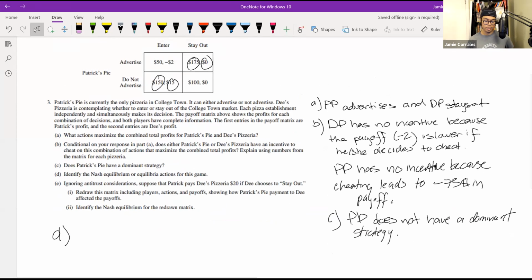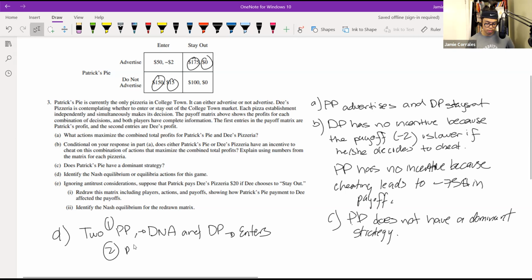So you would say, identify the Nash equilibrium, that there's two. PP does not advertise, and so here's one, and DP enters. I'm getting really lazy here, so please don't do this. The second equilibrium is when PP advertises and DP stays out.